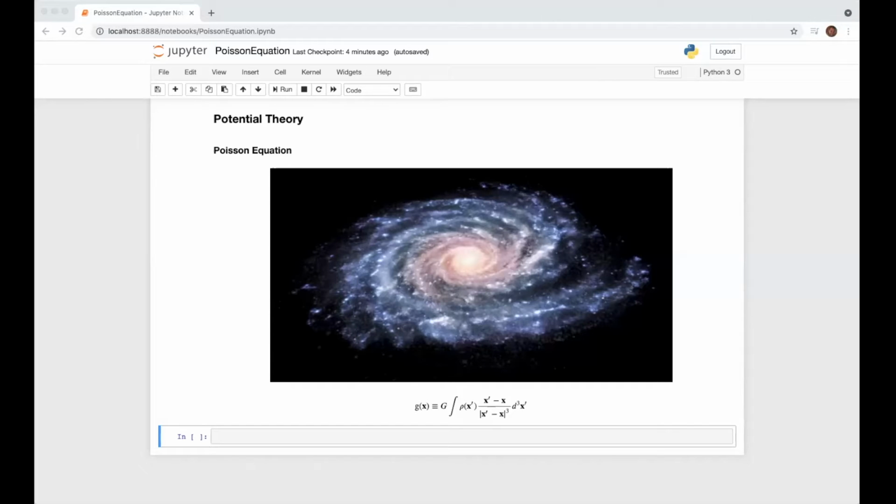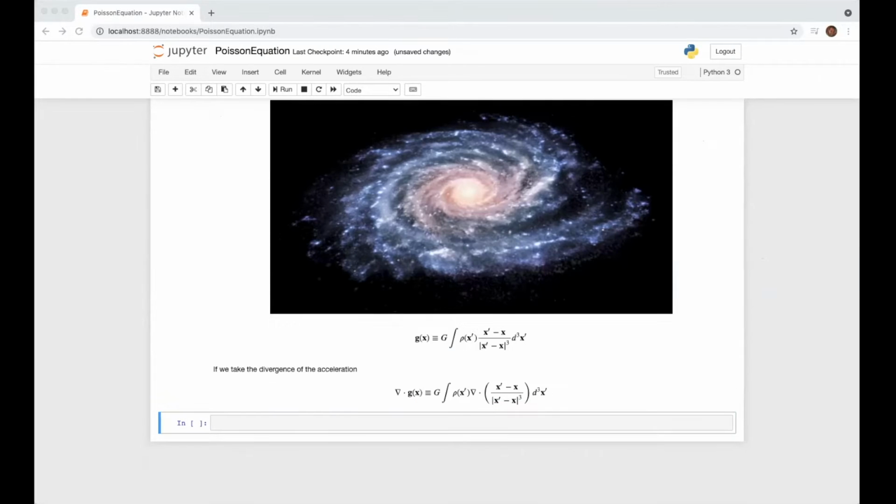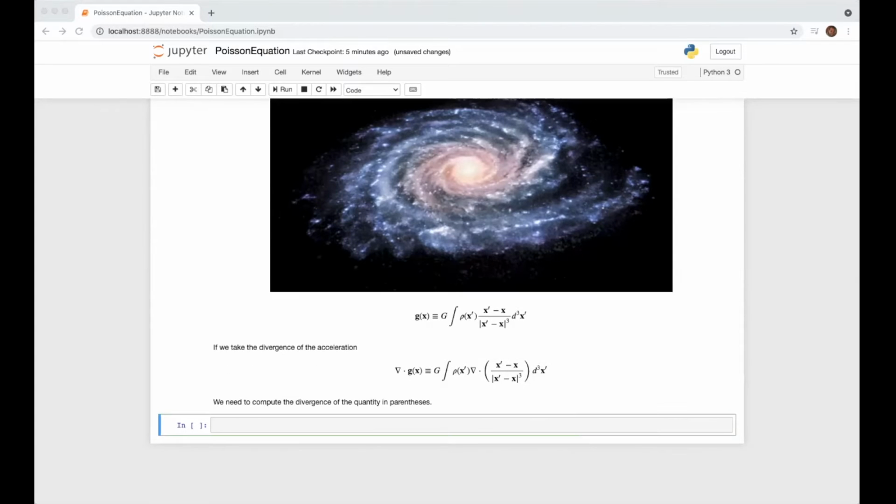Let's relate now the gravitational potential and the density in a differential way, not in integral form. For that, let's take the divergence of the acceleration, and we need then to compute the divergence of the quantity that is in parentheses inside the integral. Let's again use SymPy for that.